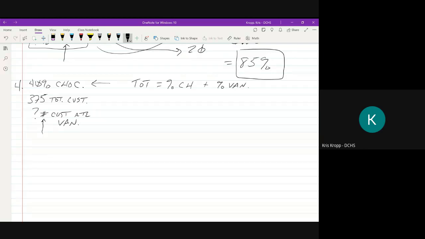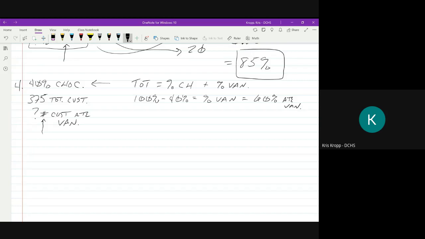So if I want to figure out the percent that ate vanilla, all I have to do is subtract that from the total. So the total amount of customers is 100% minus the 40% that ate the chocolate, and that will tell me what percent ate vanilla. And of course, 100 minus 40 is 60%. So 60% of the customers ate vanilla.